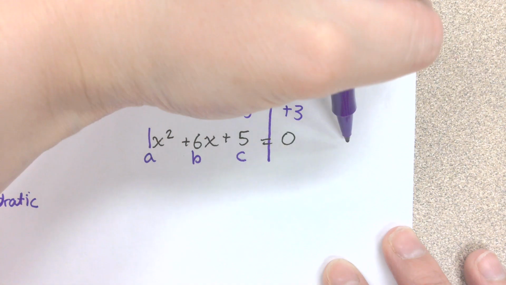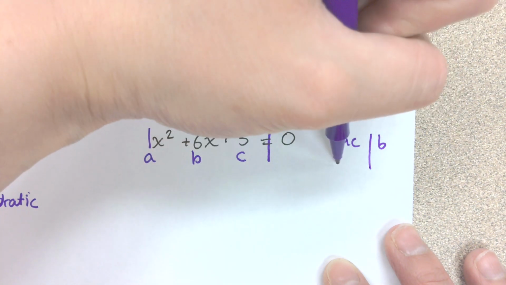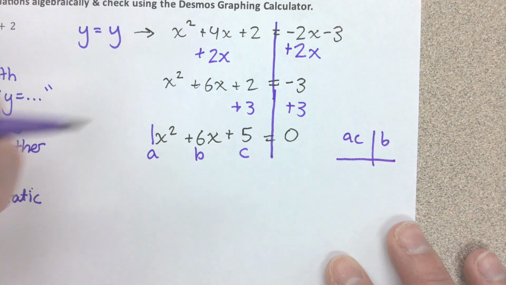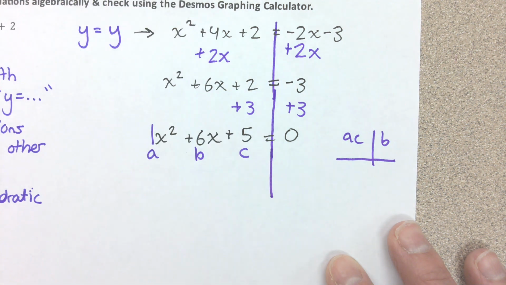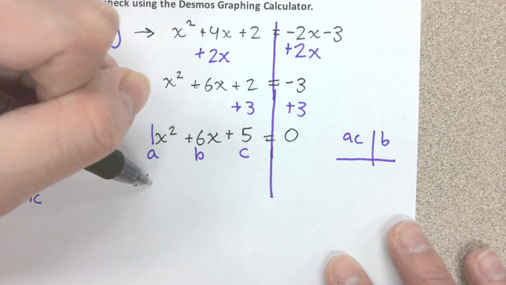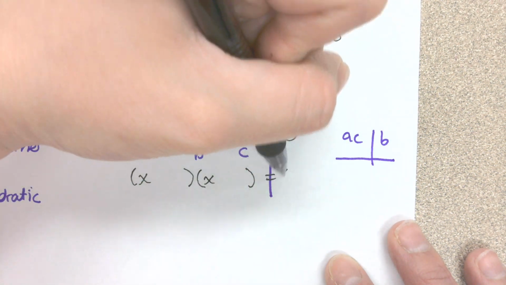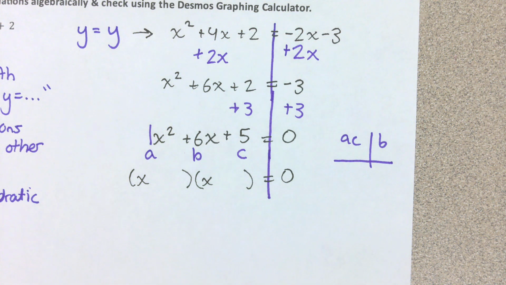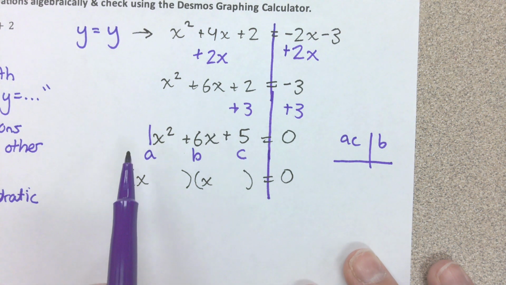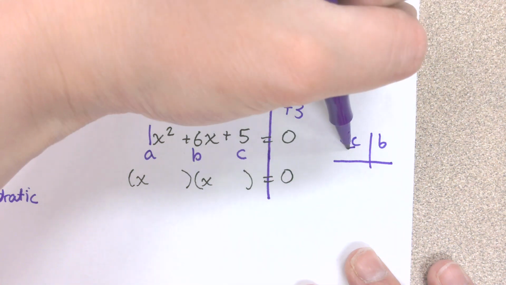Yep, ACB chart. So we're going to have our two factors set up like that. ACB chart, A is 1, 1 times 5, that's just 5.